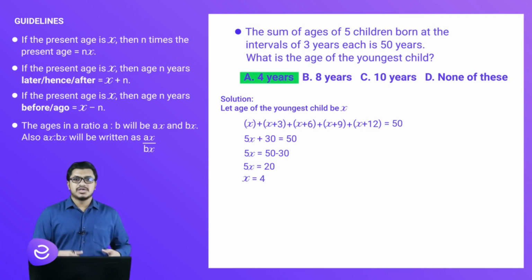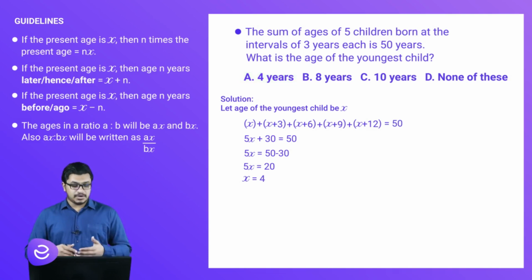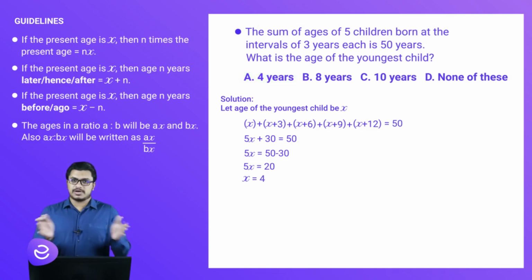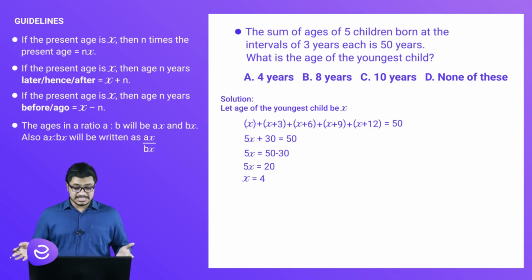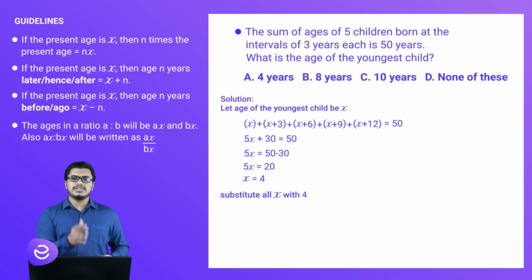That is what we got. So we got x is equal to 4. So the youngest child's age is 4. If you want to verify if your answer is correct, your answer actually stops there, you're finished. But if you want to verify it, there is a very easy method. Just substitute all the x's with 4.